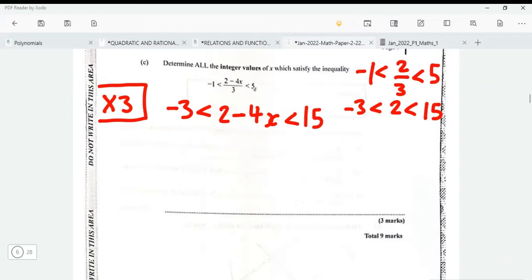Now we need the x part to be by itself, right? We need the x to be by itself. How are we going to get the x to be by itself? In order to get the x by itself, what we can do is subtract 2 from both sides. Subtracting 2 from both sides will give us negative.